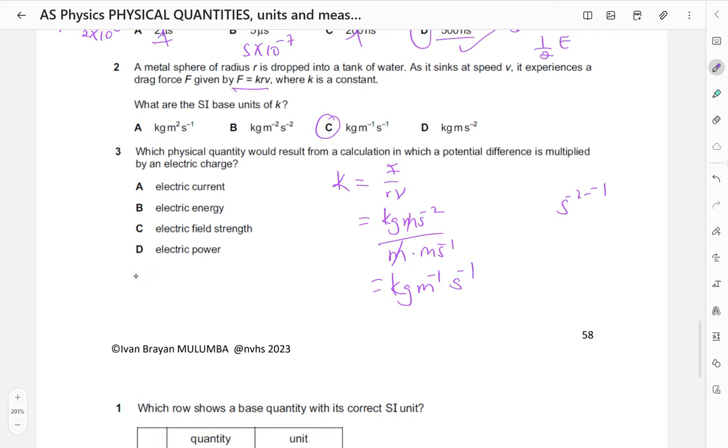Which physical quantity would result from a calculation in which a potential difference is multiplied by an electric charge? PD times charge. I think that is going to be energy, because we know that PD is equal to energy divided by charge. That is energy converted from one form to another per unit charge. So this is going to be electrical energy.